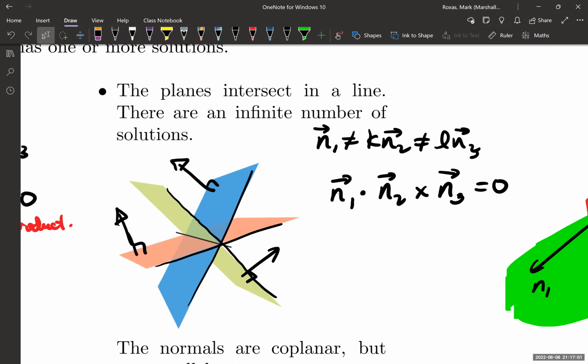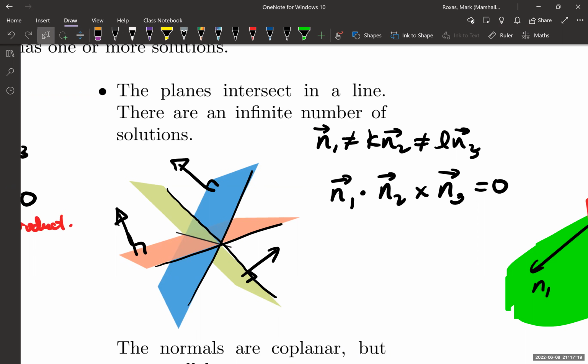So it takes a little bit of thinking about that. There is a situation where all of this may be true, but they still don't intersect at one line.